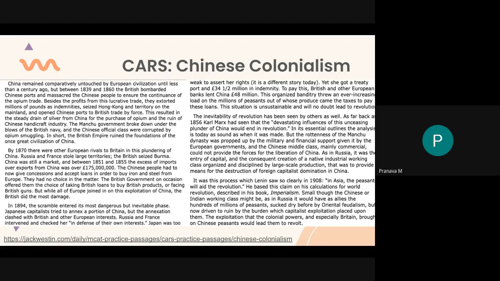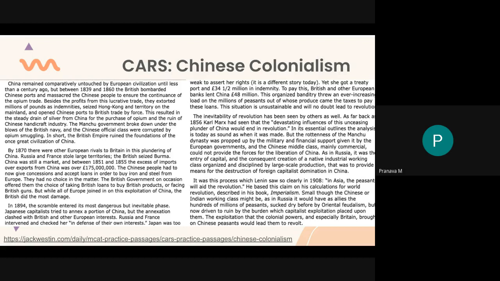of China. Russia and France stole large territories. The British seized Burma. China was still a market, and between 1851 and 1855, the excess of imports over exports from China was over 175 million pounds or euros. The Chinese people had to now give concessions and accept loans in order to buy iron and steel from Europe. They had no choice in the matter. The British government on occasion offered them the choice of taking British loans to buy British products or facing British guns. But while all of Europe joined in on this exploitation of China, the British did the most damage.